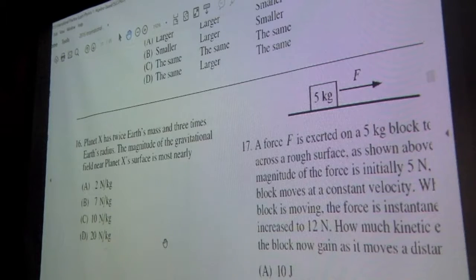20 divided by 9. Yes. Why do we multiply by 9? Because I flipped the other term. See? 3RE the whole square is 9RE squared. Like if you triple the distance, the square is going to be 9 times.